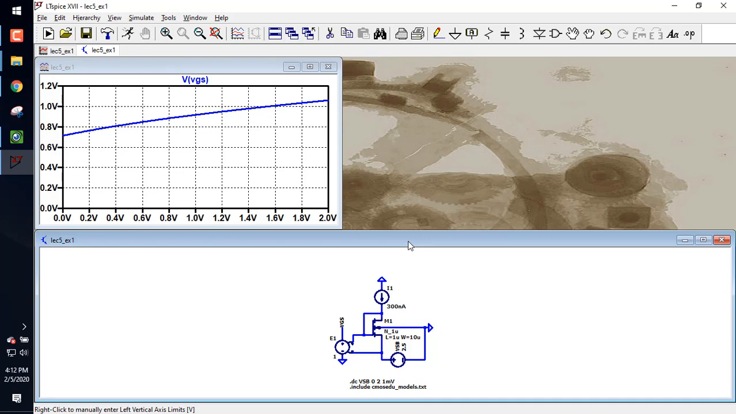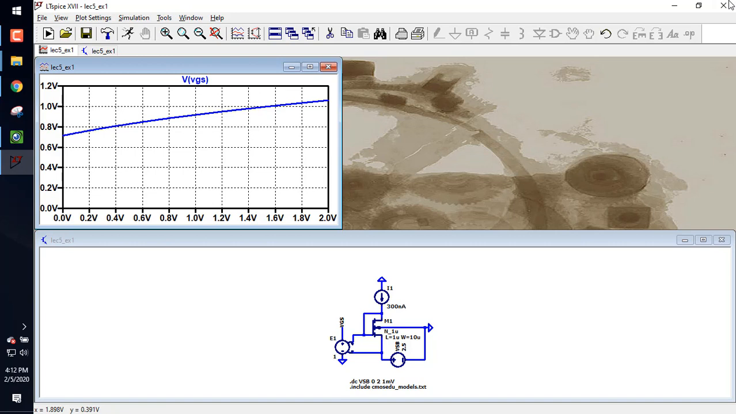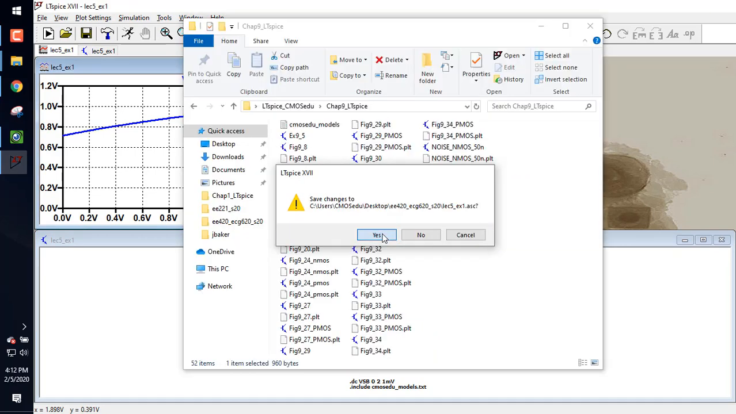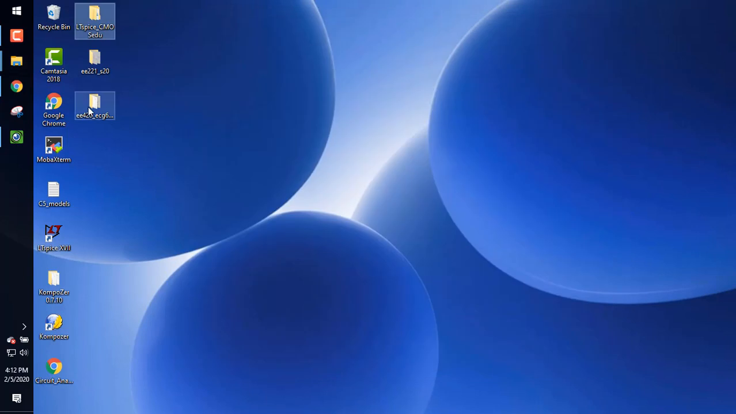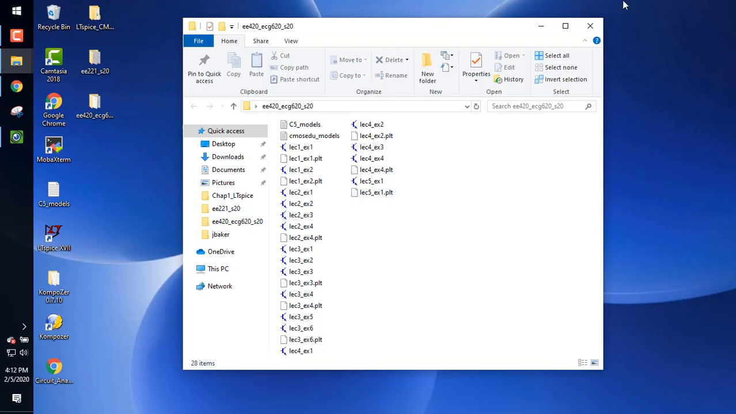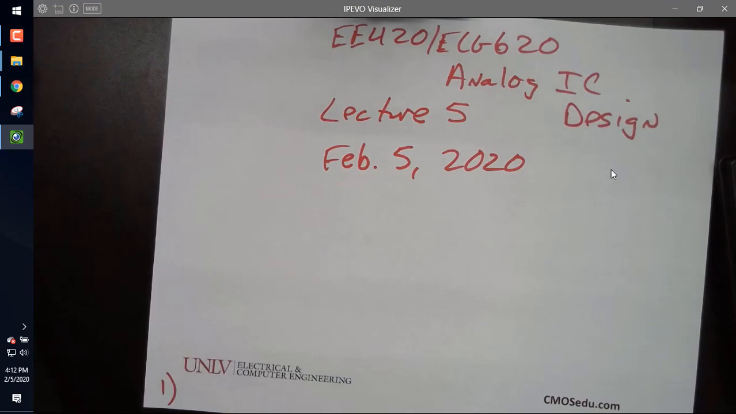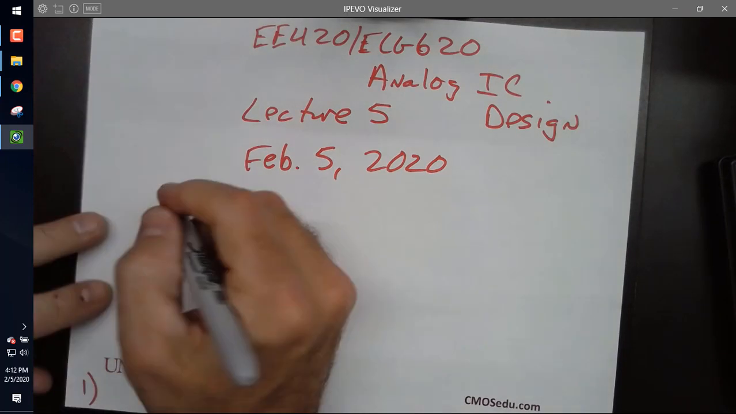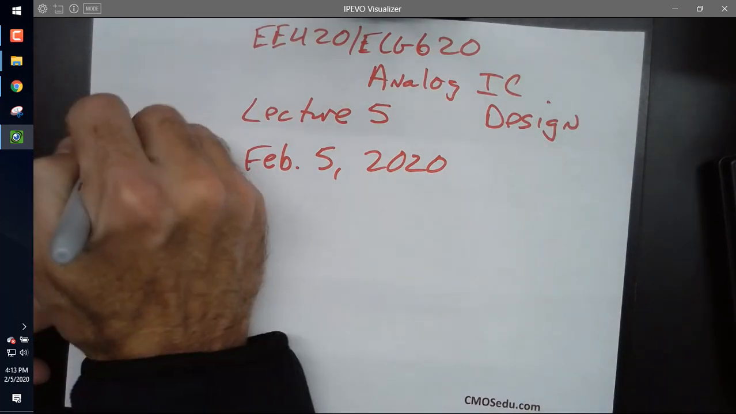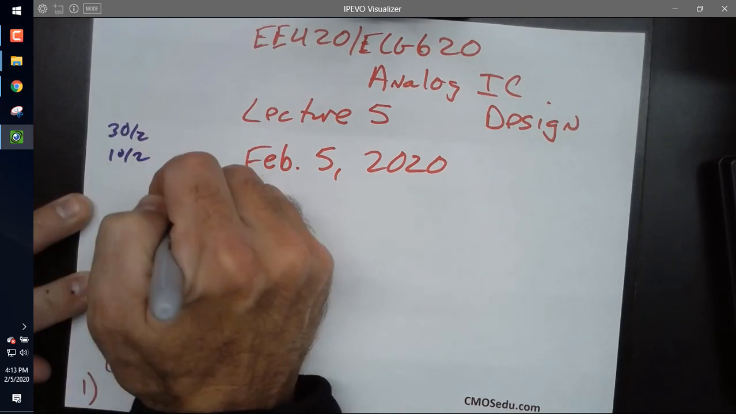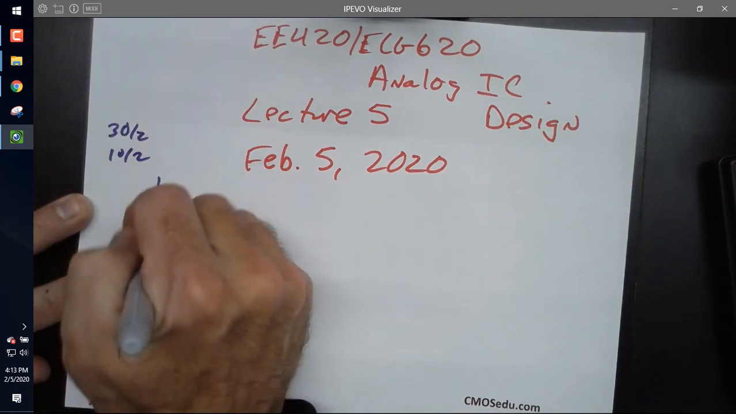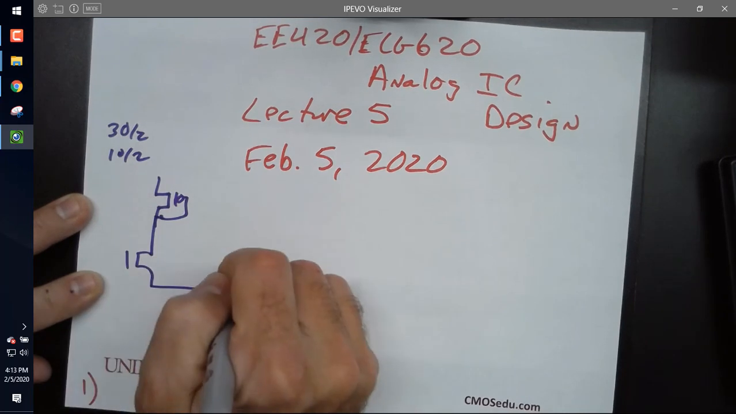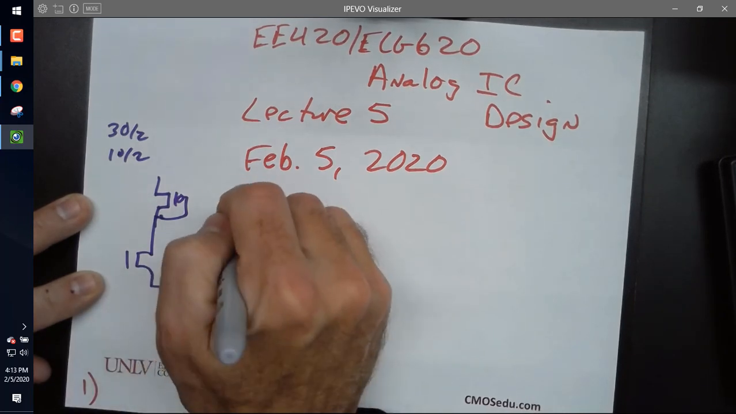All right, so let's continue with 9.5 AC. Let's hit save and then hit yes. And then go over here, just make sure I save that. Okay, and go back here. And I want you to help me out. So let's sketch the circuit. If I remember, it looked like this, all 30 by 2 and 10 by 2. And you're going to help me remember the voltages from last time.